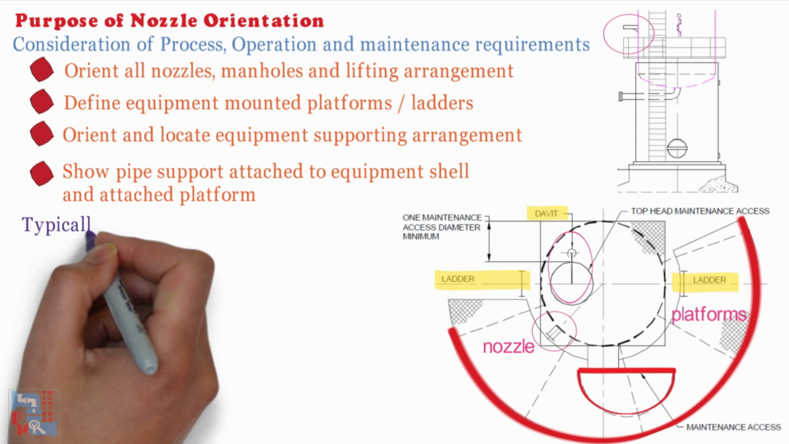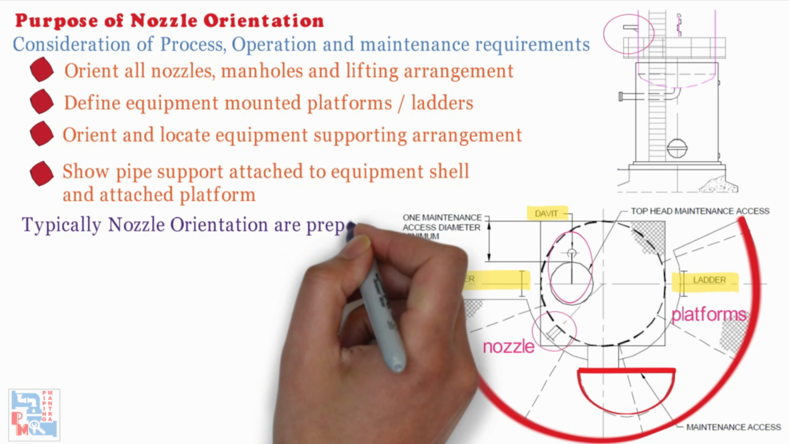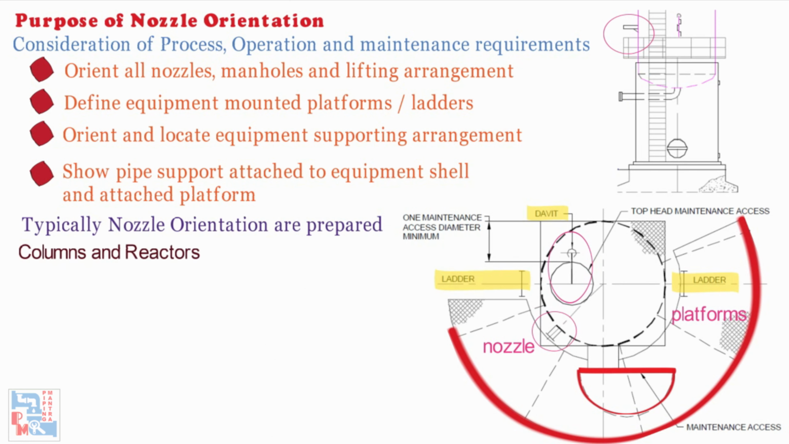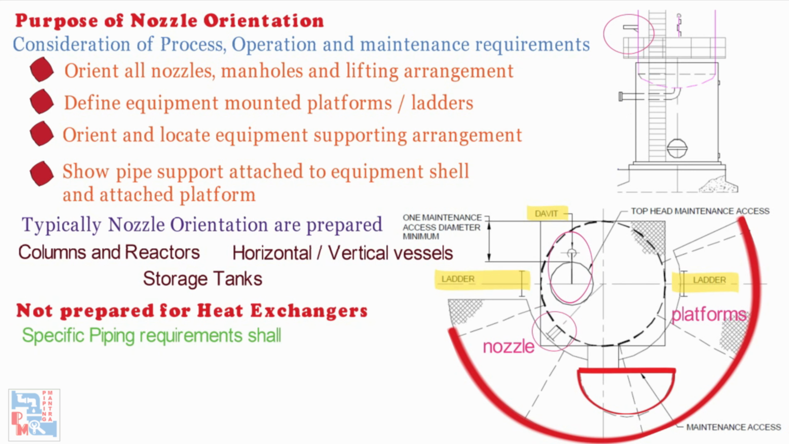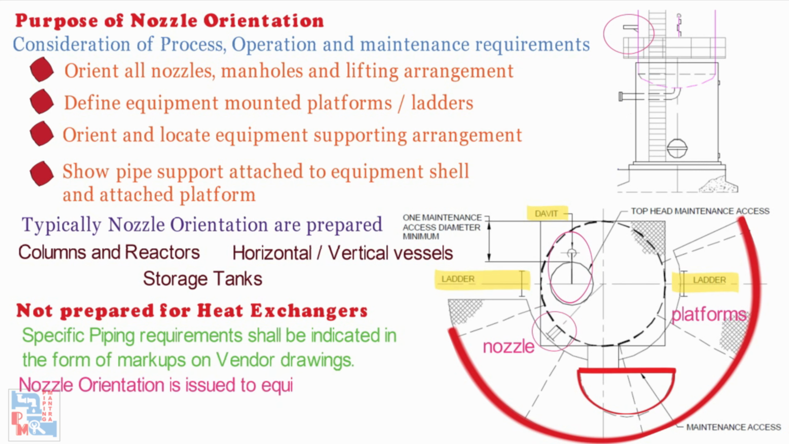orientation. Typically, nozzle orientations are prepared for the following equipment: columns and reactors, horizontal and vertical vessels, storage tanks. Please note that the nozzle orientation is not prepared for heat exchangers. Specific piping requirements shall be indicated in the form of markups on vendor drawing. Nozzle orientation is issued to equipment vendor, civil and instrument department.